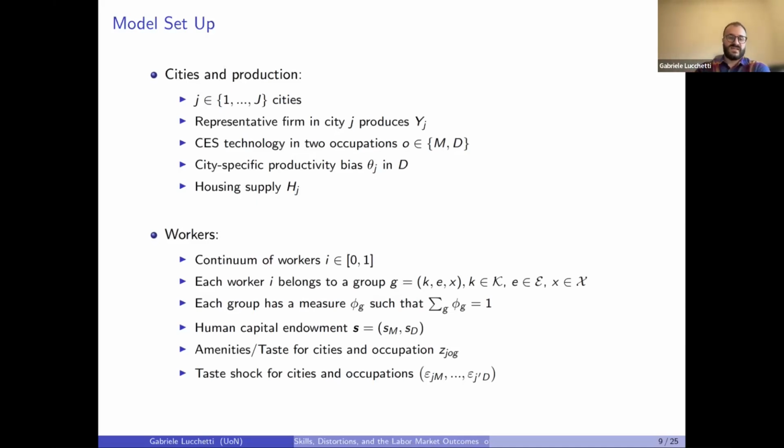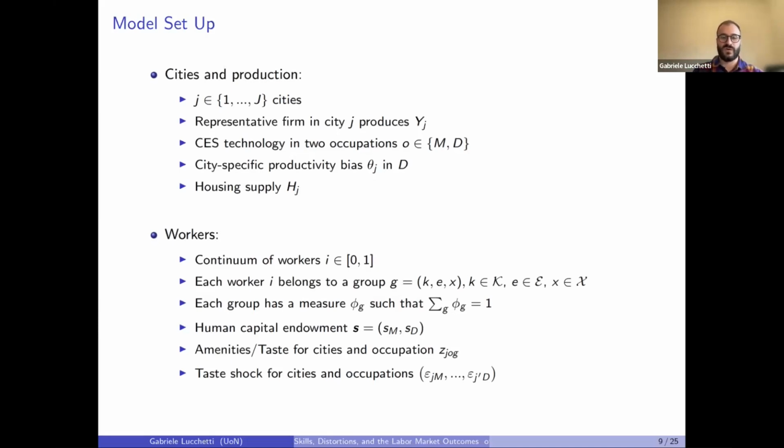On the labor supply side, this economy is populated by a continuum of workers, I, and each of these workers belongs to a group G, which is a tuple of K, E, X. K stands for country of origin, E for education, and X for experience. Each group has a measure phi g, such that summing up all the phi g's I end up with unity, the total amount of workers in the economy.